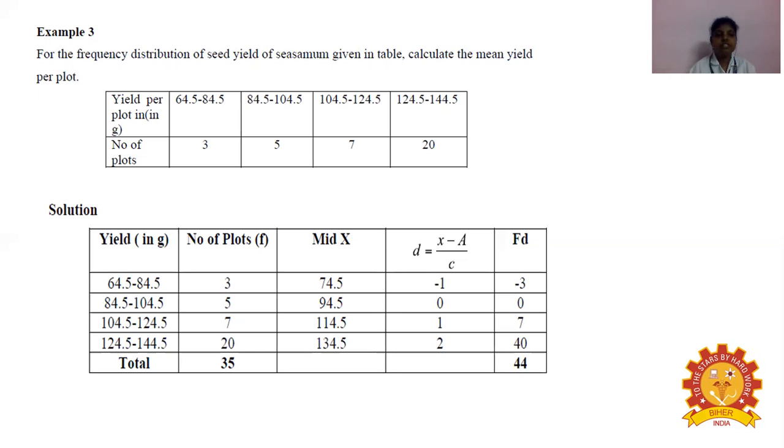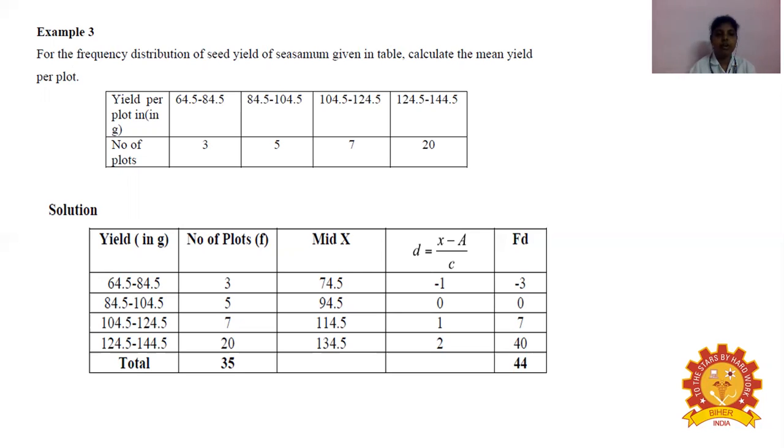Okay, next we see the solution for this problem. First write the column yield. Second column, frequency, that is number of plots. Third is mid x, the middle value of x. Next column d equals x minus a by c. The last one is f into d, that is frequency into deviation.